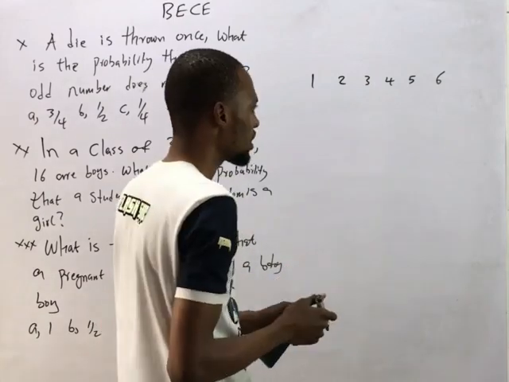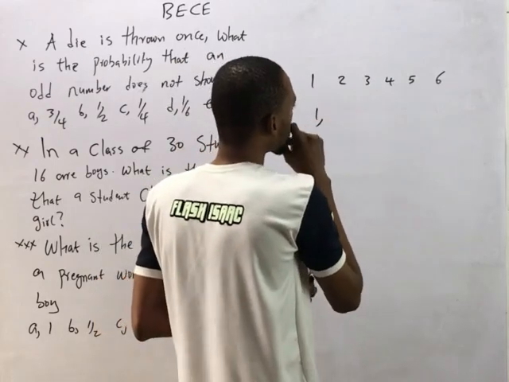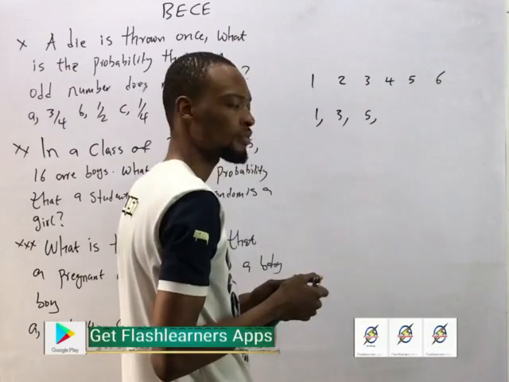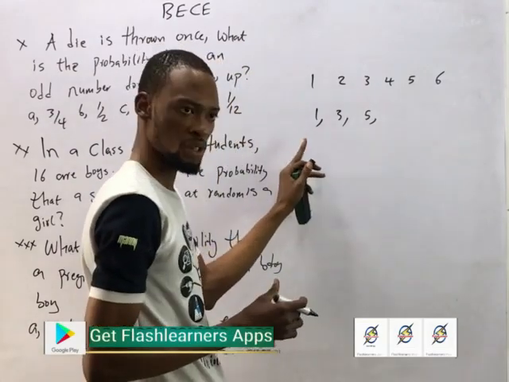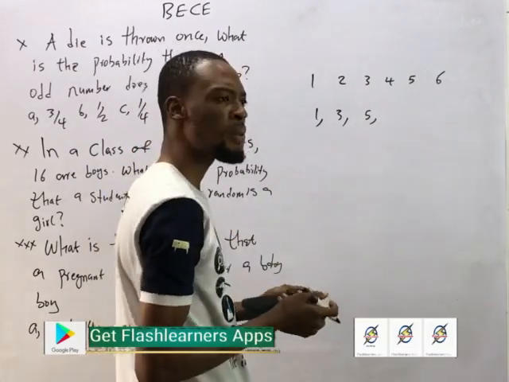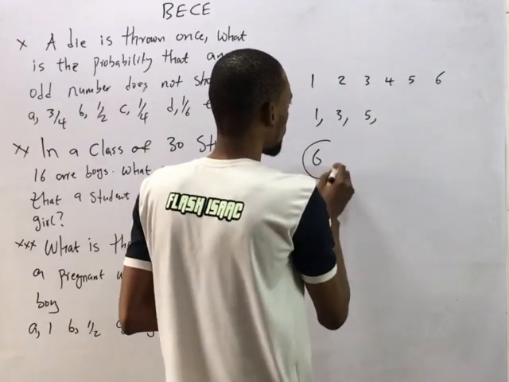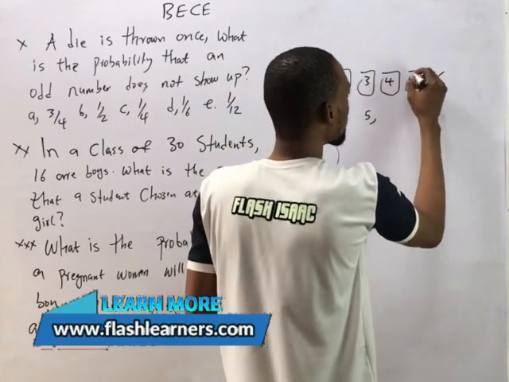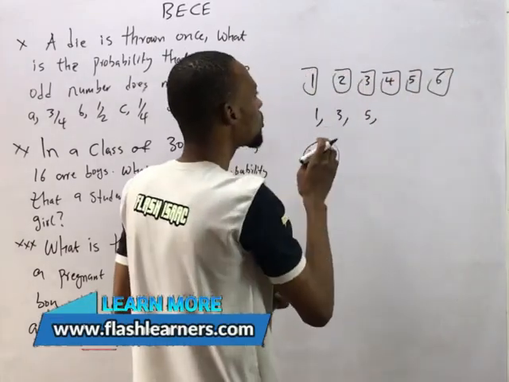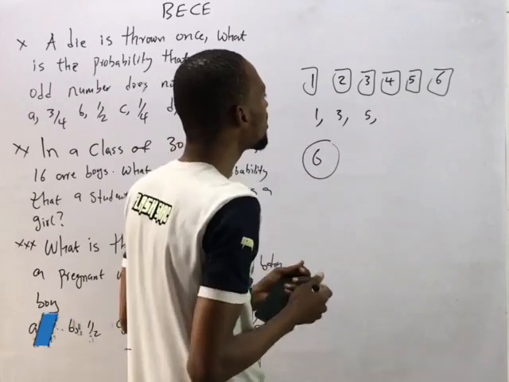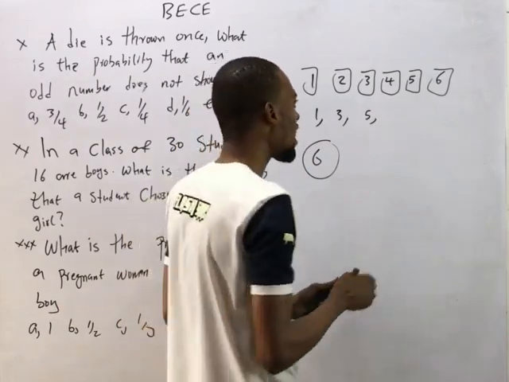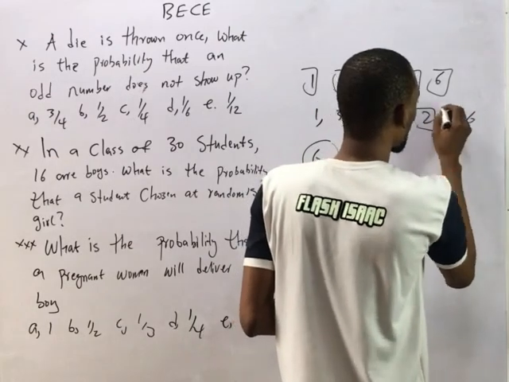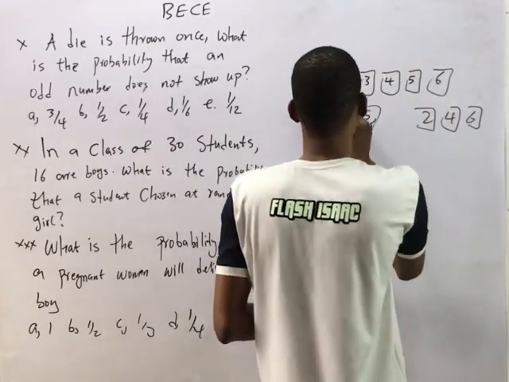So they can't divide 2 without remainder. So odd numbers, you have 1, 3, and 5. So you have these as odd numbers. Now, the total numbers in the die is 6. That's the possible outcomes: one outcome, one side, one side, one side. So this is 6. The even numbers in a die are 2, 4, 6.